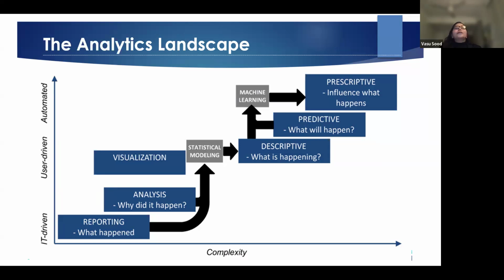Then we also have prescriptive analytics. Prescriptive analytics suggests actions or decisions based on predictive insight to optimize the outcome. So basically, prescriptive analytics can be used to reform policies or to create new strategies for the organization.